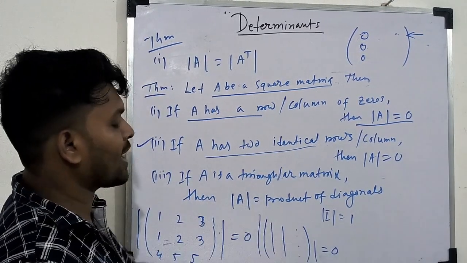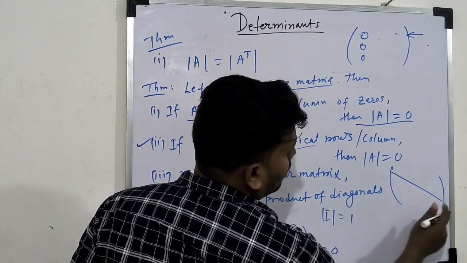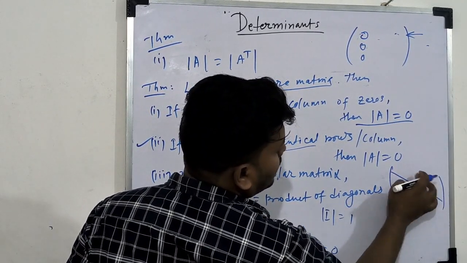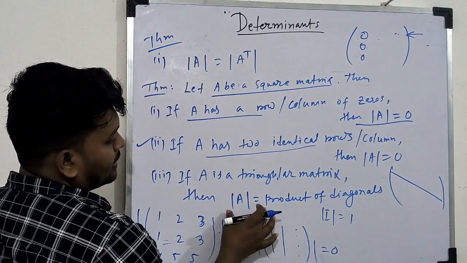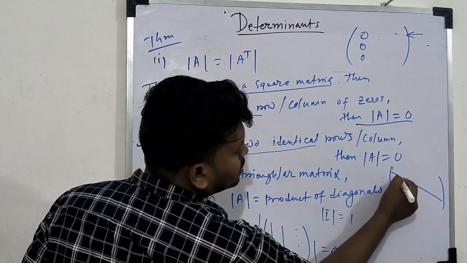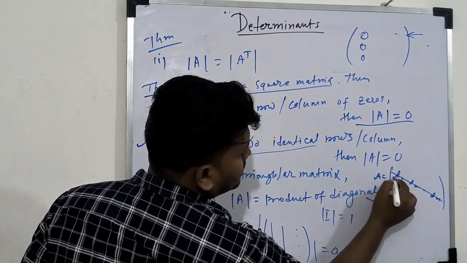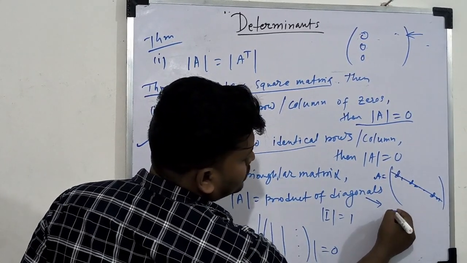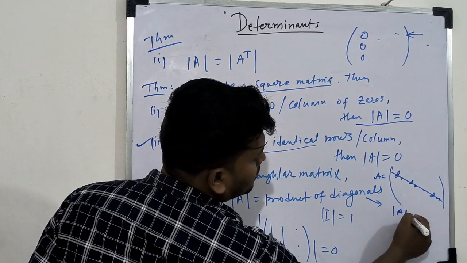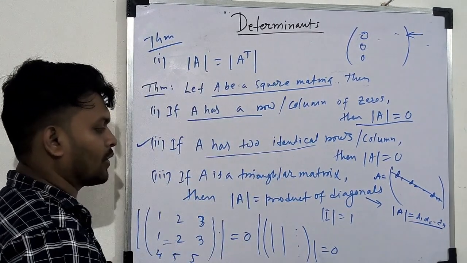And if A is a triangular matrix, meaning above or below the diagonal all elements are 0, then the determinant of this triangular matrix will be the product of all diagonals. So if the diagonals are d1, d2, ..., dn, then the determinant of A will be d1 into d2 into ... dn, the product of all diagonals.